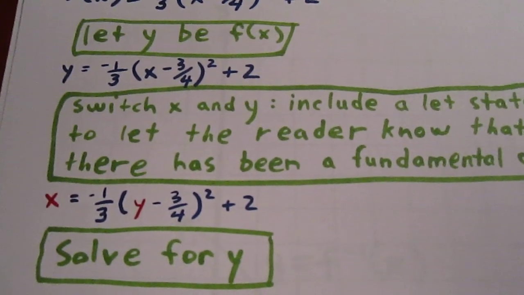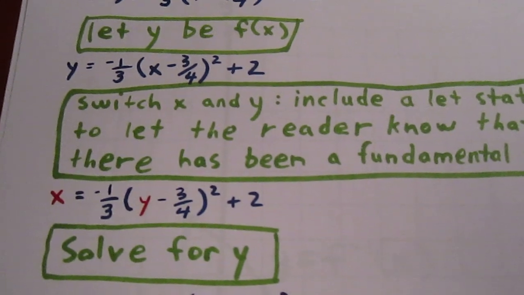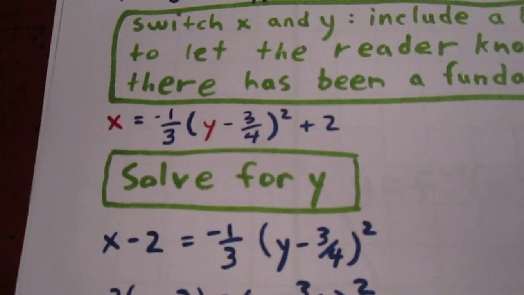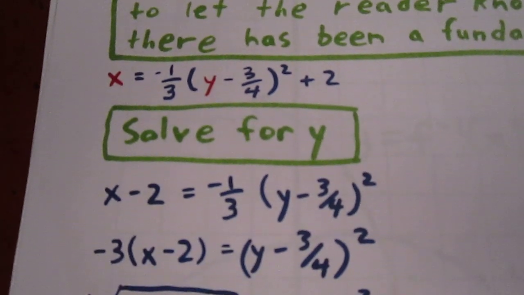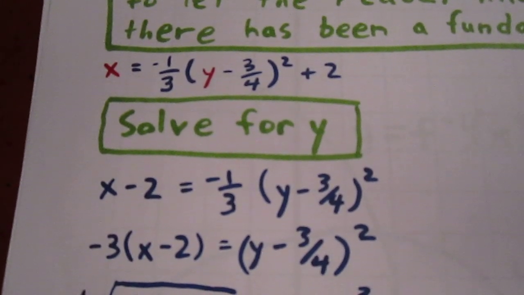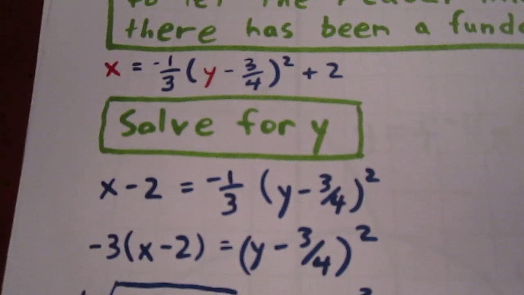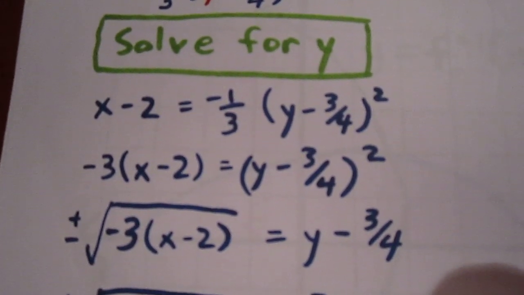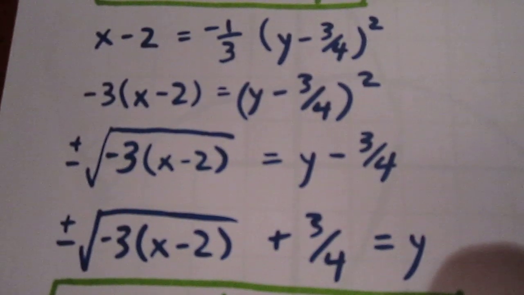Now we're going to solve for y, and we're going to remember our order of operations. We are going to subtract 2 from each side, then divide each side by negative 1/3, or in other words multiply each side by negative 3. We're then going to take the positive and negative square root of both sides, and finally add 3/4 to both sides.